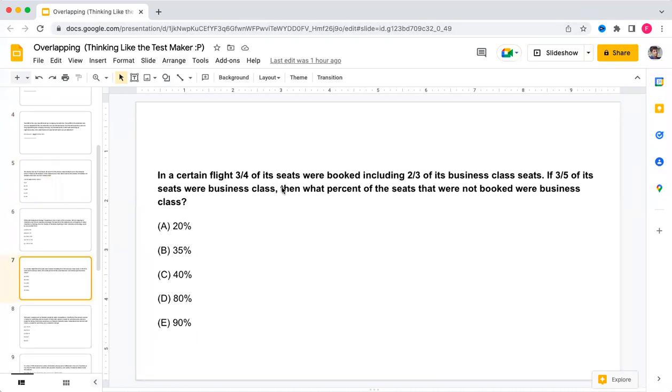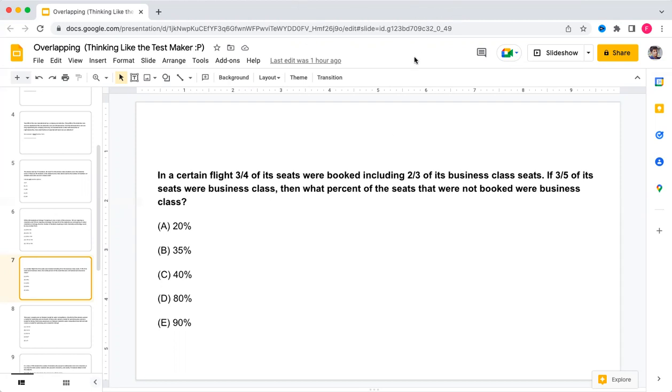Okay, so let's see this question. In a certain flight, 3/4 of its seats were booked, including 2/3 of the business class seats. If 3/5 of its seats were business class, then what percent of the seats not booked were business class? So in short, we have two variables. One is booking and non-booking of seats, and the other one is business seats.